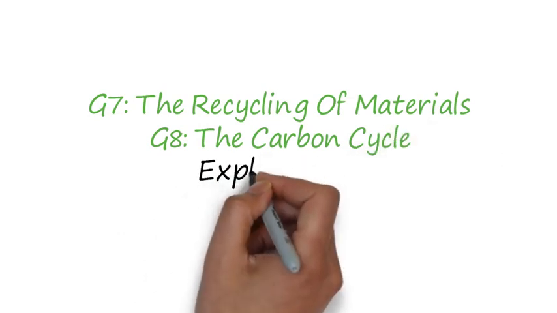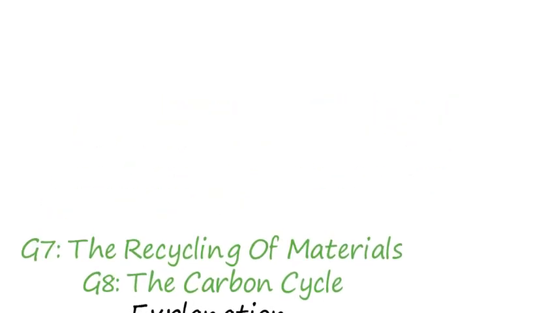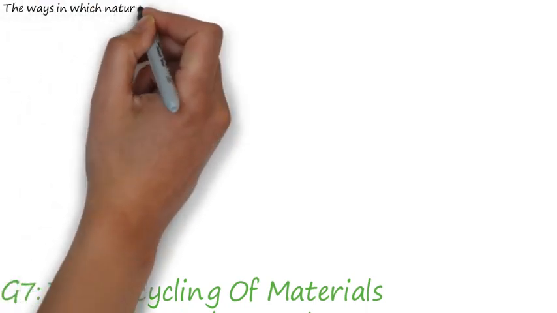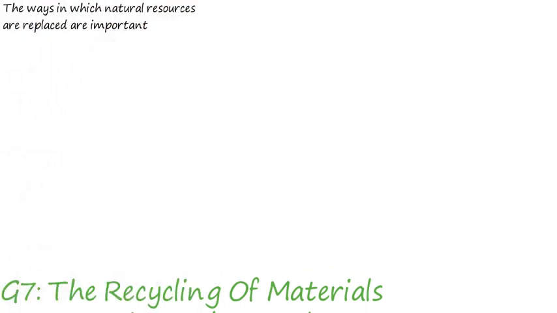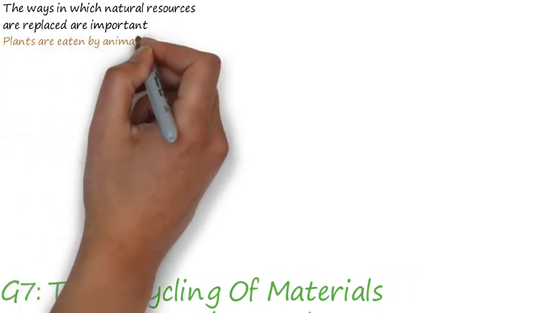As we know very well, plants and animals need resources from the environment to survive. For example, plants need nutrients from the soil to photosynthesize. However, just as important are the ways in which the natural resources are replaced so that even more organisms can grow. The ways in which they are replaced could vary.